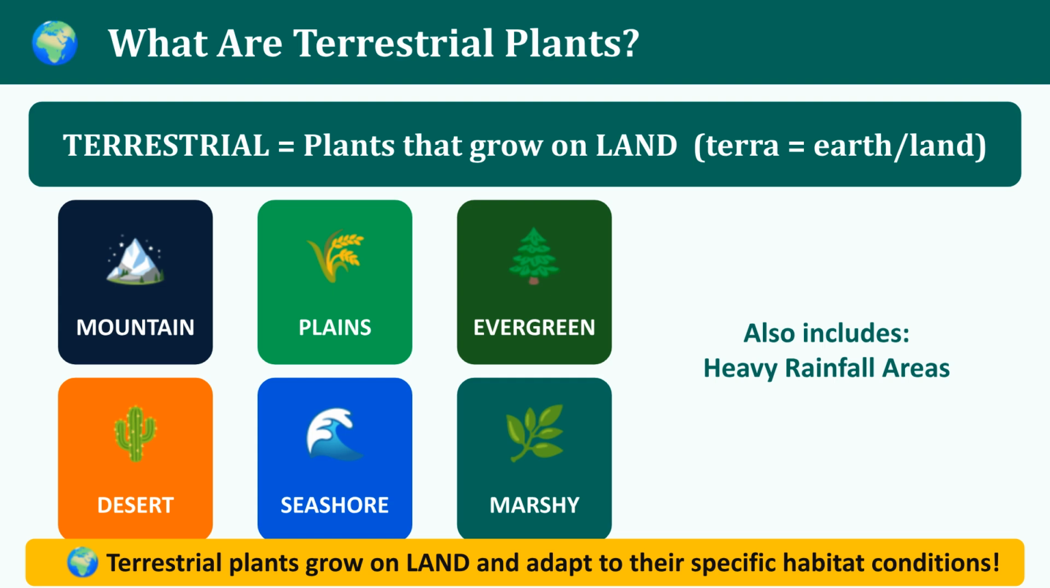Let's get started. First, let's learn a new word, terrestrial. The word terra means earth or land. So, terrestrial plants are plants that grow on land. But not all land is the same. Some places are cold mountains. Some are fertile plains. Some are hot deserts. Some are near the sea. Some are marshy with muddy soil. Each habitat is different. So, plants develop special adaptations to survive in those places. That's why we find different plants in different environments.